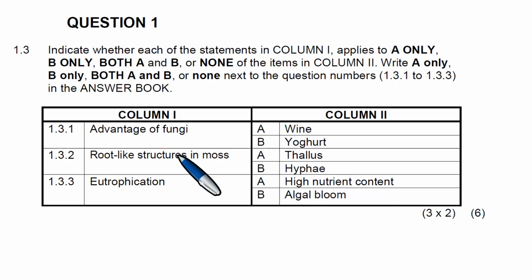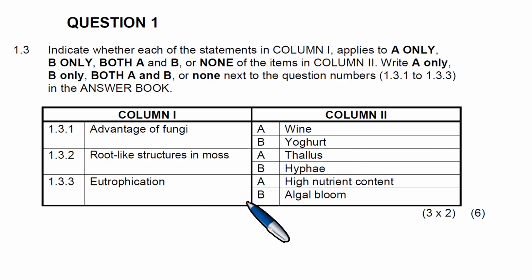Let's look at column 1. What is column 1 saying? The advantage of fungi. Column 2, is it wine? Is it yogurt? 1.3.2, root-like structures in moss. Are they the thallus or the hyphae? The eutrophication. Column 2, does it match? A only, B only, or both A and B?